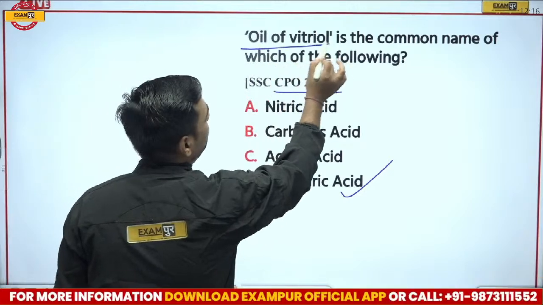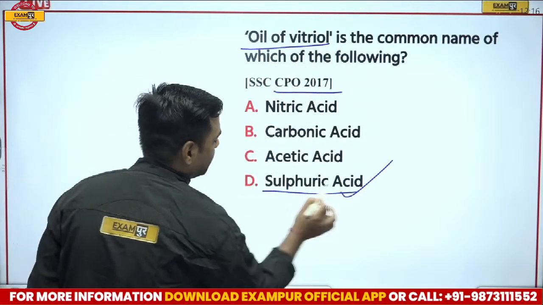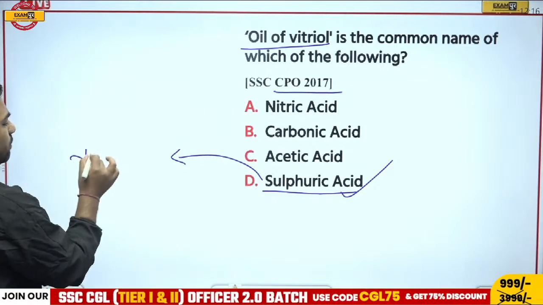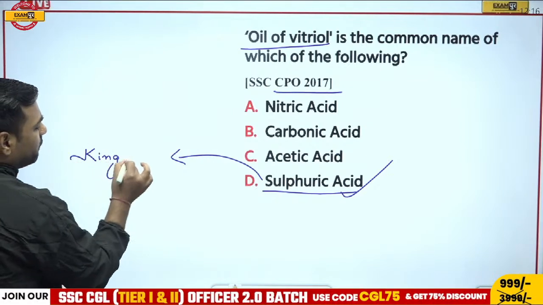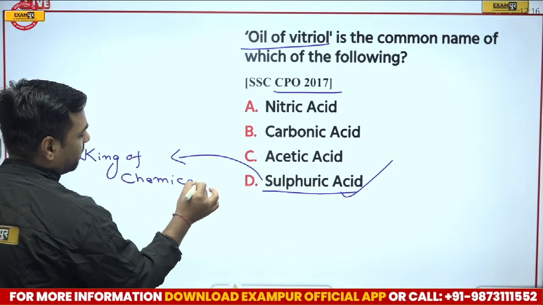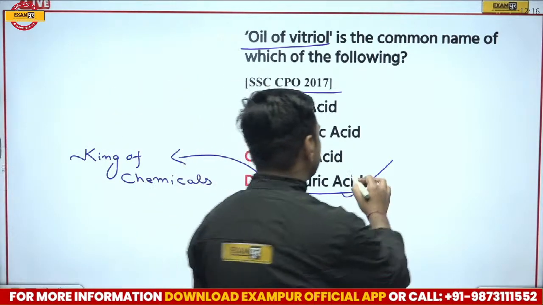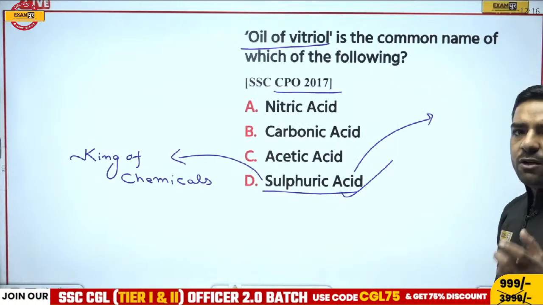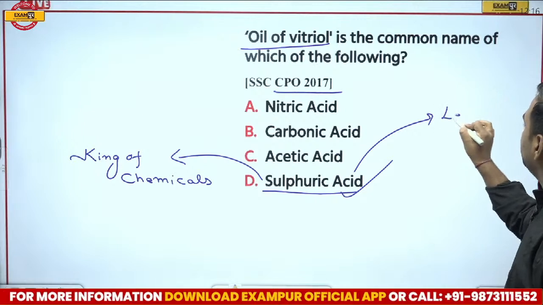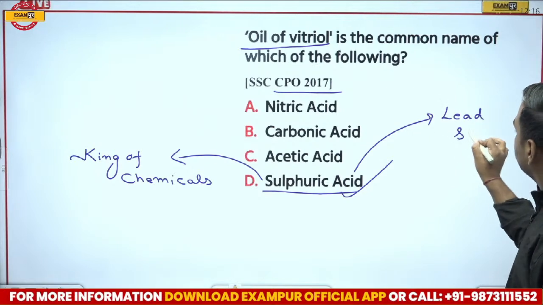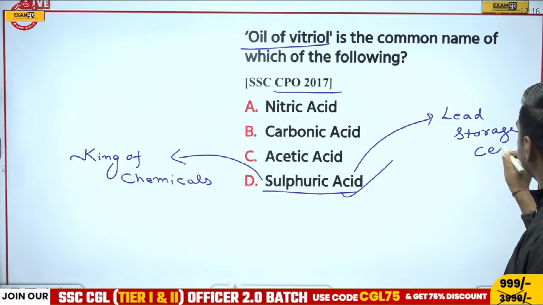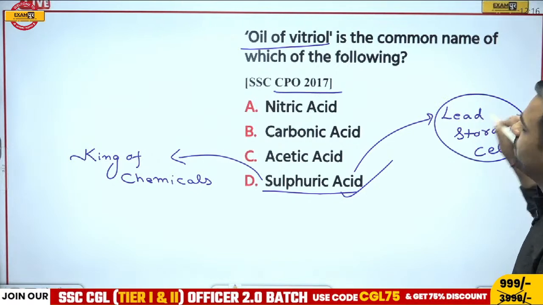If I talk about oil of vitriol, it is the common name for sulfuric acid. Talking more about it, sulfuric acid is also known as king of chemicals. And where is it used? It is used in many locations, but the question which was asked in CGL was what? It is used in lead storage cells, or lead storage batteries you can say.